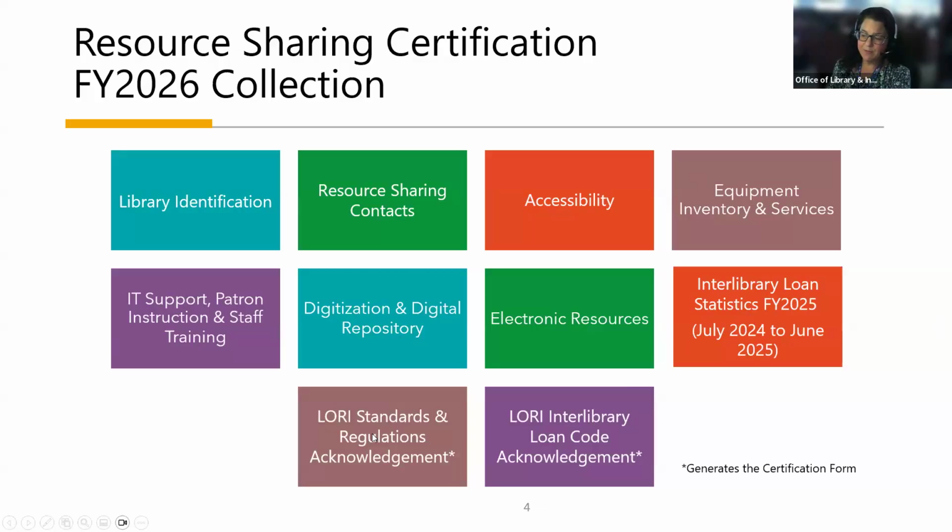And then the acknowledgement for the Lori standards and the ILL code. And just a reminder that the interlibrary loan statistics that you're reporting are those from last year. For public libraries, we ask that you do that section of the PLAS first, because that information will carry over into the resource sharing certification. For non-public libraries, you can just enter that information from last year.